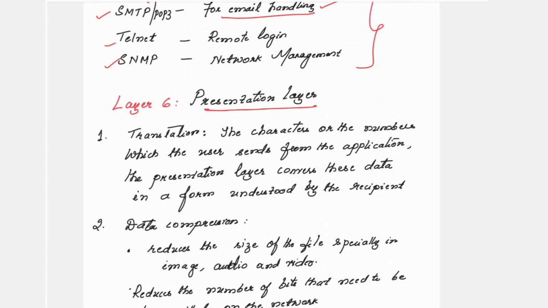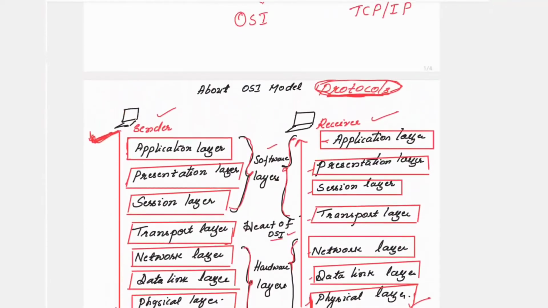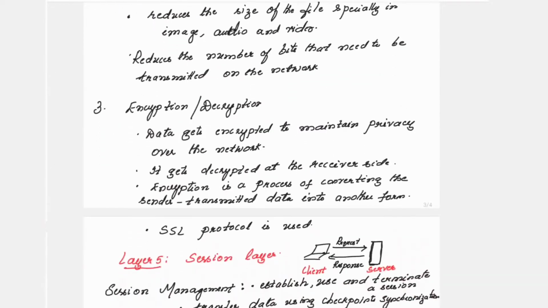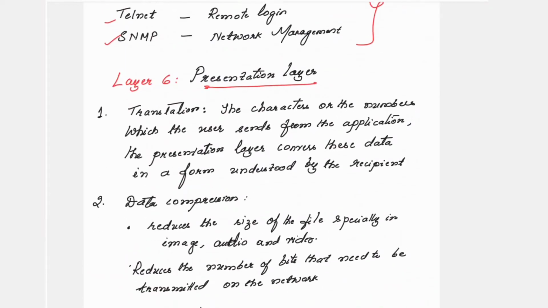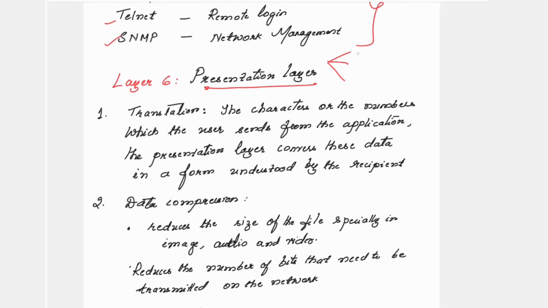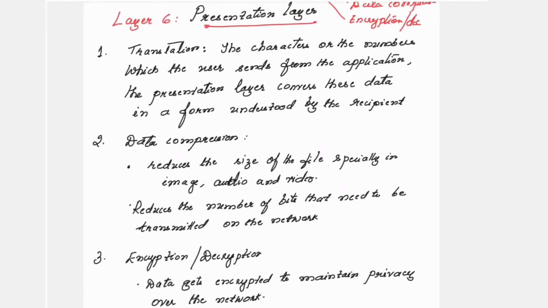Next comes the presentation layer. Whatever I am discussing now, let me explain the functionality from the sender side. On the sender side, you have now seen up till the application layer. The next one is the presentation layer. Now what is the functionality of the presentation layer? You can always categorize it into three different functions. One is the translation, the other one is the data compression, and the third one is the encryption and decryption.